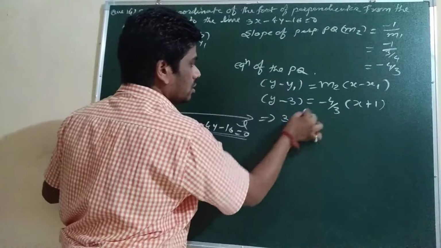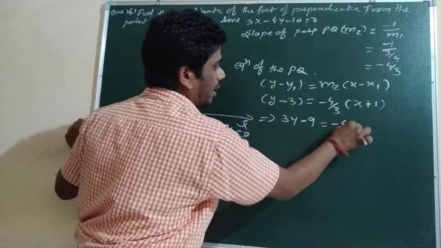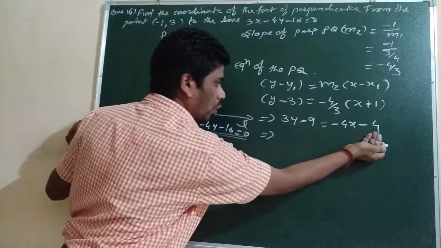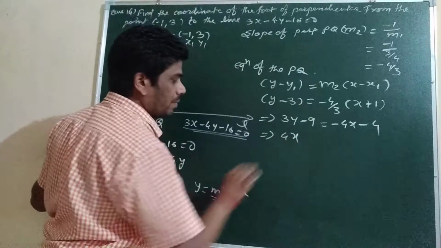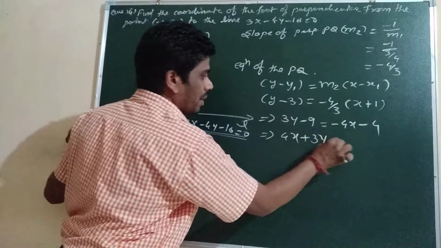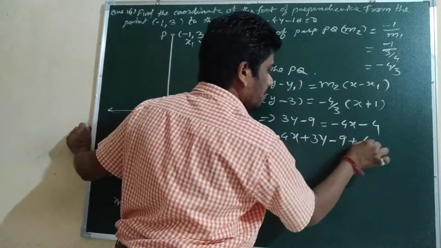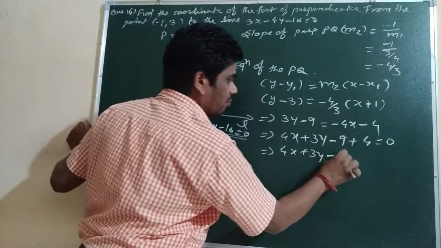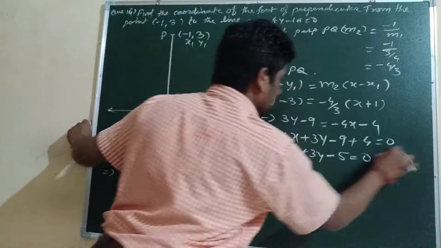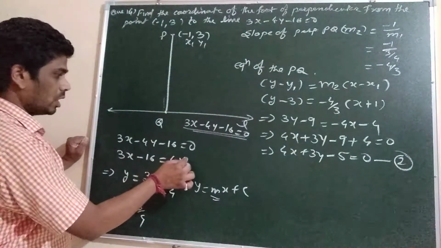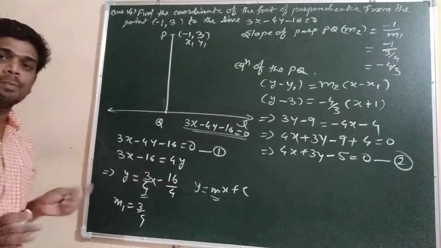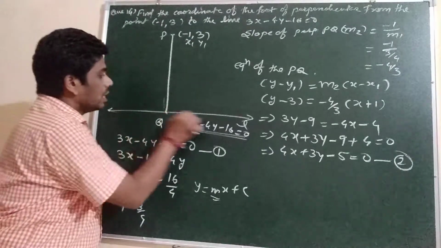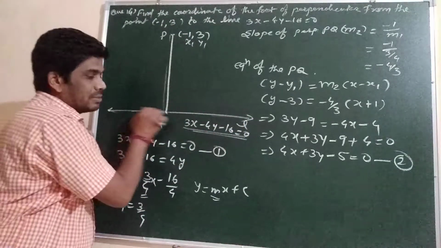3y minus 3 threes are 9, equal to -4x minus 4, which means you can shift both values to this side. So 4x will become positive: 4x plus 3y minus 9 plus 4 equal to 0. That will be 4x plus 3y minus 5 equal to 0. Now this will be equation 2. This is equation 1. You can solve both equations and we can find this point, the intersecting point of both the lines.